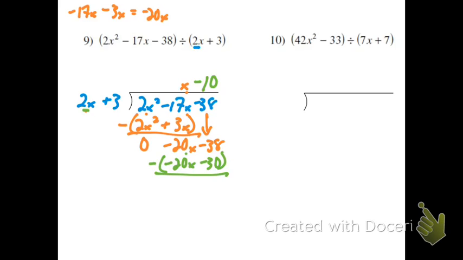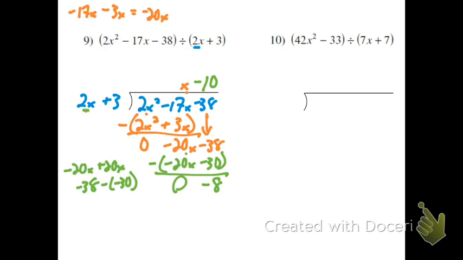So negative 20x minus negative 20x is like negative 20x plus 20x. So that's why we get a 0 there, which we have to have. Then we have negative 38 minus negative 30, subtracting negative, adding a positive, so that should be negative 8.